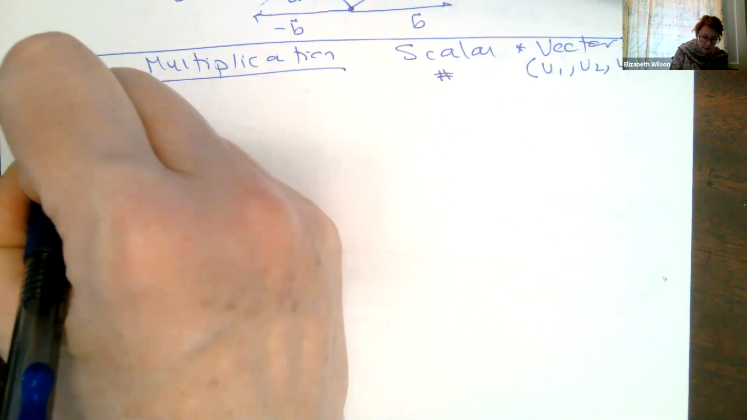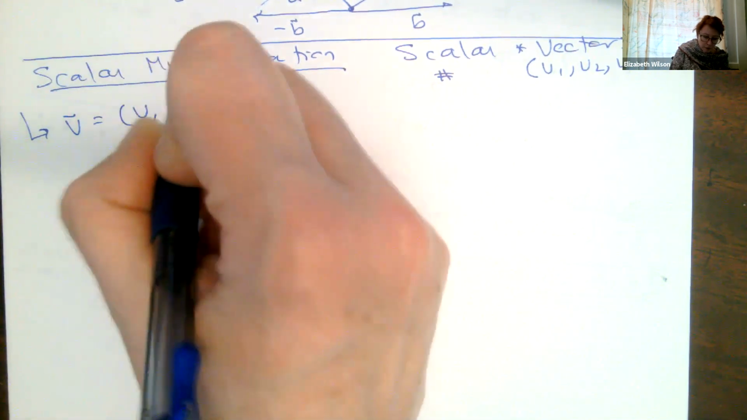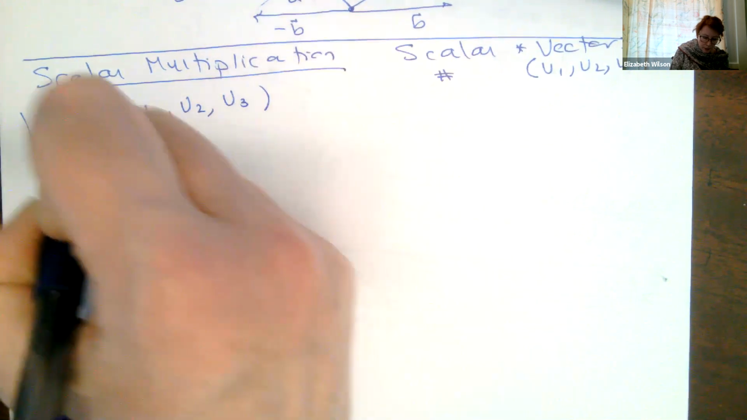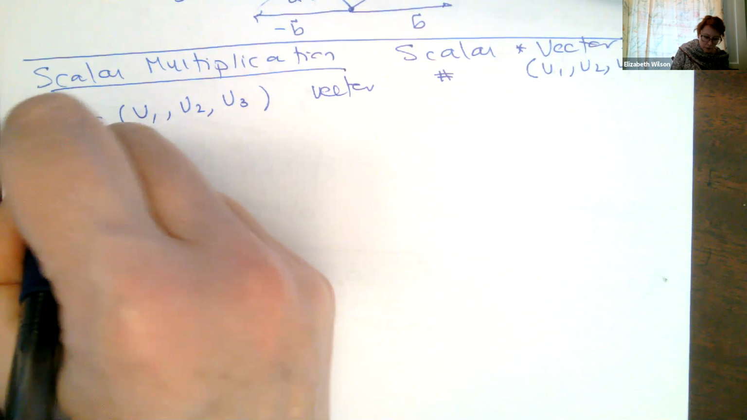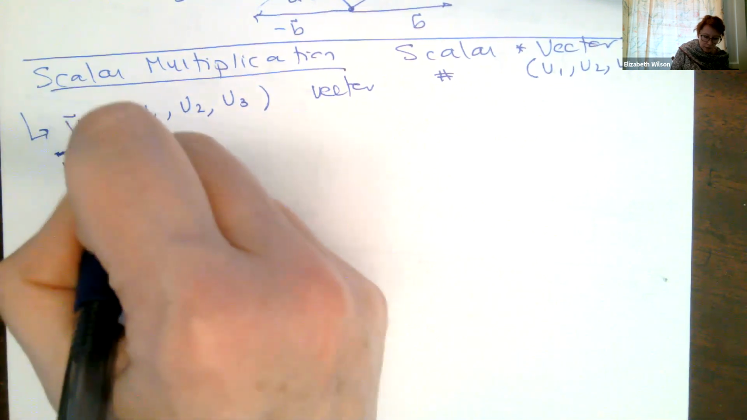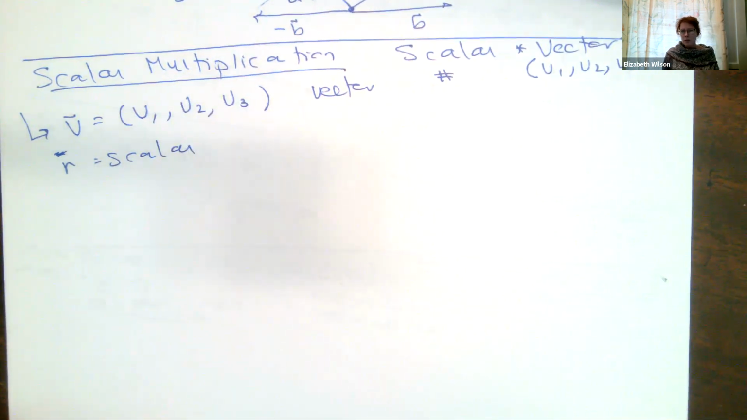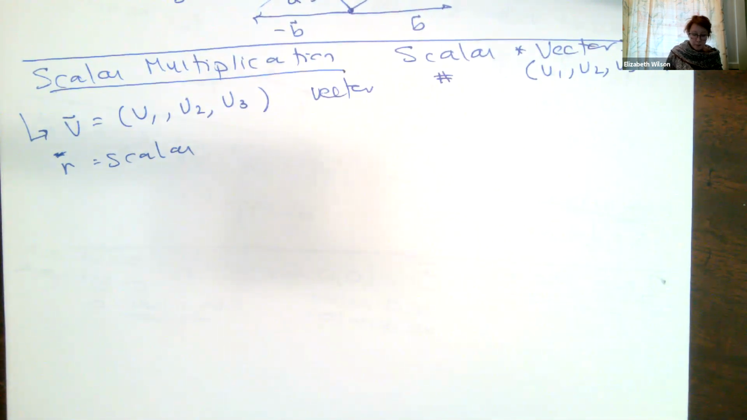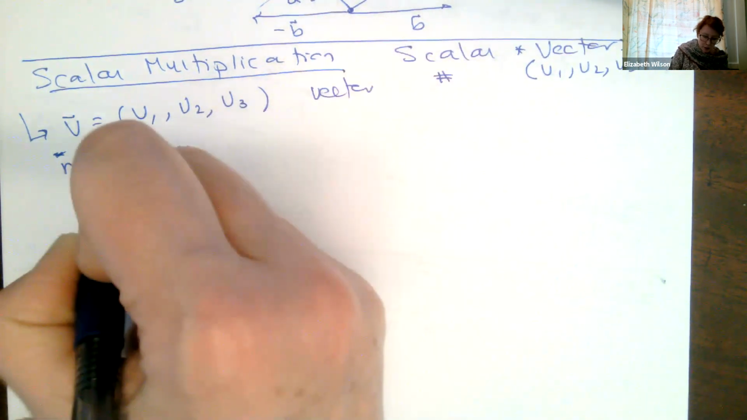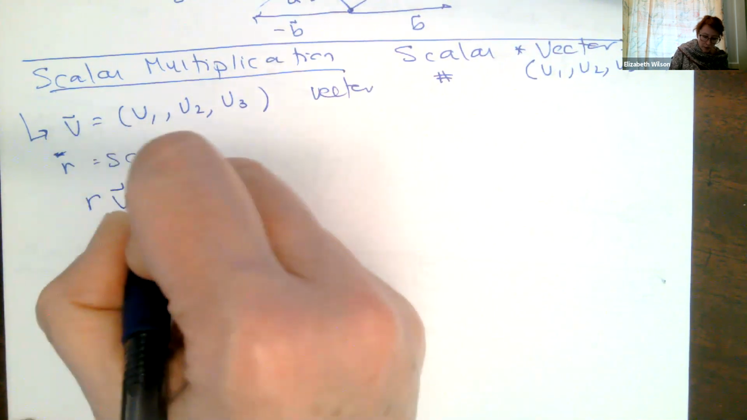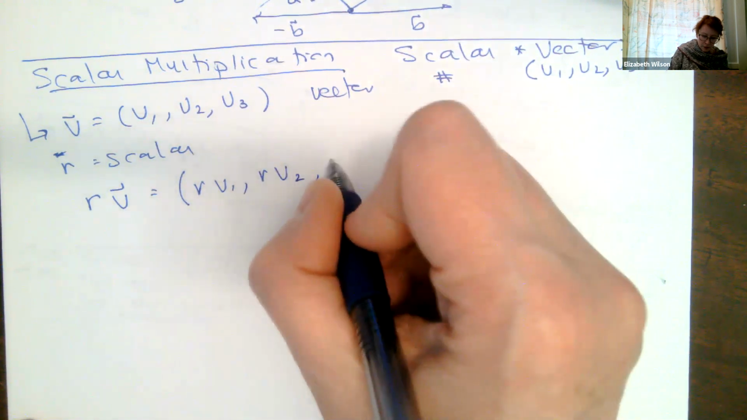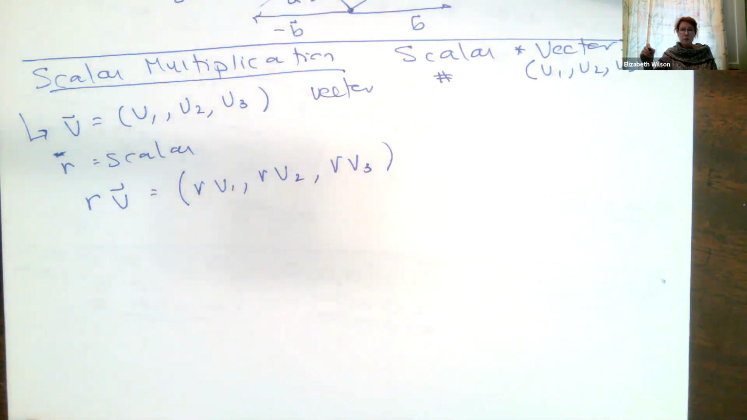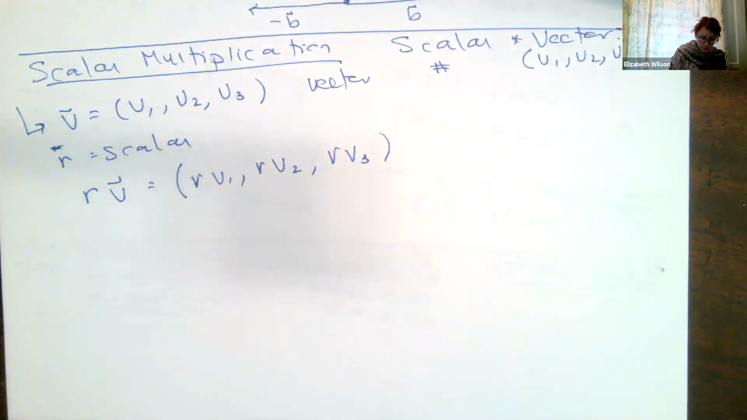So let's say I've got a vector v, with components v1, v2, v3. And r is our scalar, and it could be equal to 2 or minus 3 or whatever, some number. If I do scalar multiplication of r times v, this is like saying r times v1, r times v2, r times v3. I have to distribute that r into all my components. All right, so what can happen? Let's draw out a picture.